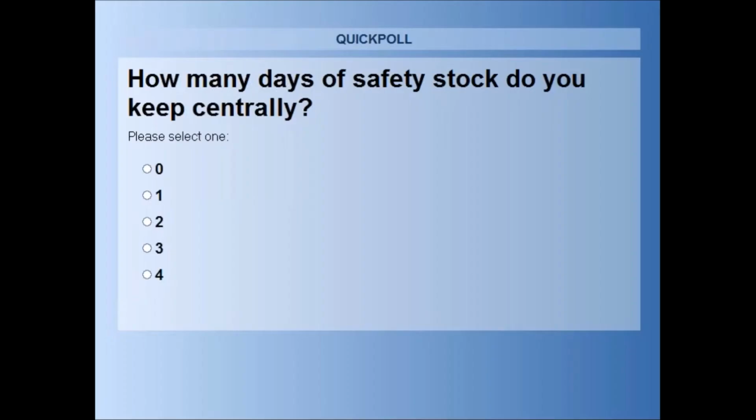So normally you should be seeing a screen here, and you can choose to either keep 0 days centrally, which means that you will put 5 days of safety stock in the regional DC, and the maximum you can keep centrally is 4. And so if you keep 4 days of safety stock at the central level, then you decide to put 1 day of safety stock at the regional DC. So we'll give you like 2-3 minutes to make up your mind and to give it a go.